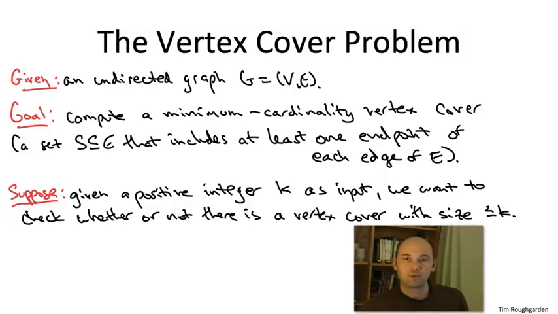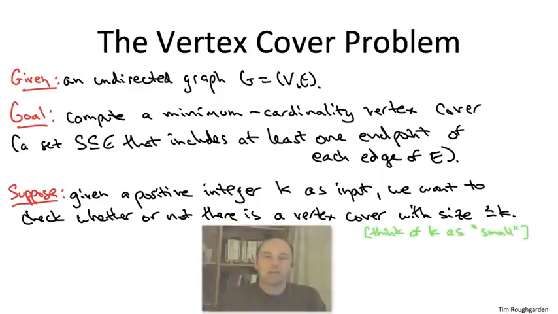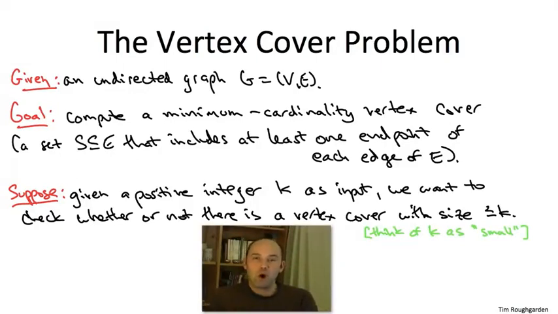Namely, just run this subroutine for all possible values of k from 1 up to n, and the smallest value of k for which you can find a vertex cover is then the answer to the original optimization version of the problem. Rather, to make the problem easier, I want to think about the special case where k is small. For now, I'm going to be deliberately vague about what I mean by small. We'll fill in those details in due time.